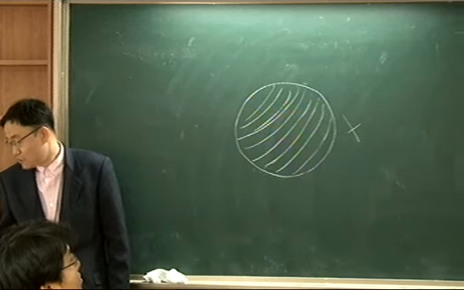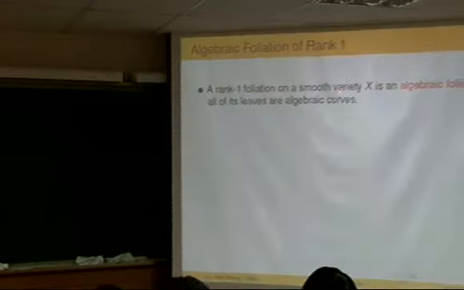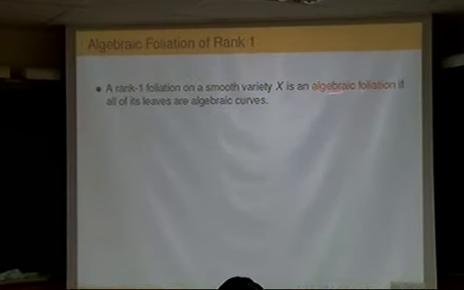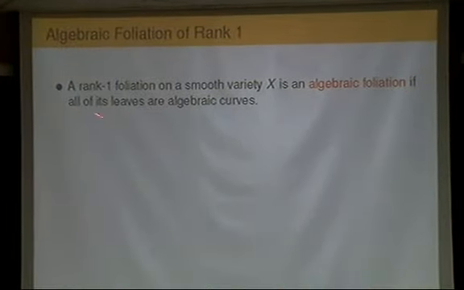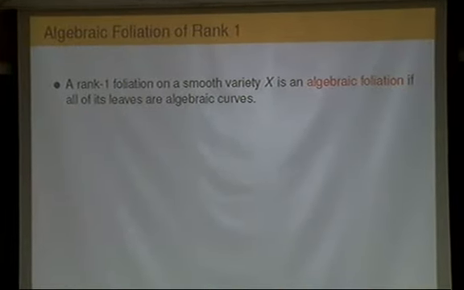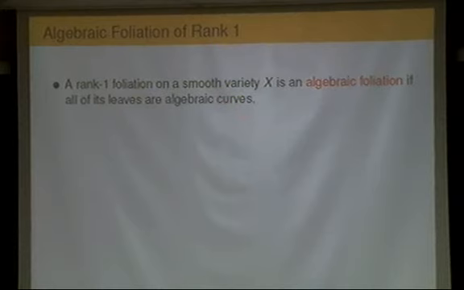Because we will consider this case. Such a rank 1 foliation on a smooth variety is called an algebraic foliation if all of its leaves are algebraic curves. So if these Riemann surfaces are really algebraic curves, then we say that it's an algebraic foliation. And our main concern is algebraic foliation today. So you don't have to worry about the transcendental case too much.